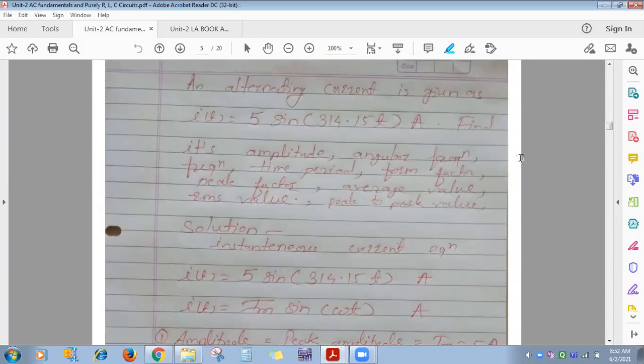Anyone please read it. Yes, roll number 1 to 10. Anyone read? 10 to 20. Anyone please read the question.